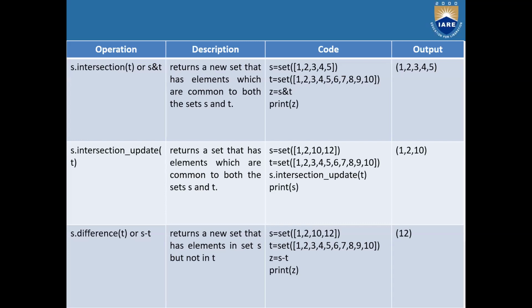And what is the difference between intersection and intersection update? Intersection and intersection underscore update. See, intersection, it will be creating a new set which consists of the elements which are common to both the sets present. But whereas intersection underscore update, it returns a set that has elements which are common to both the sets S and T. There is a difference between intersection and intersection underscore update. Please remember. Okay, clear?